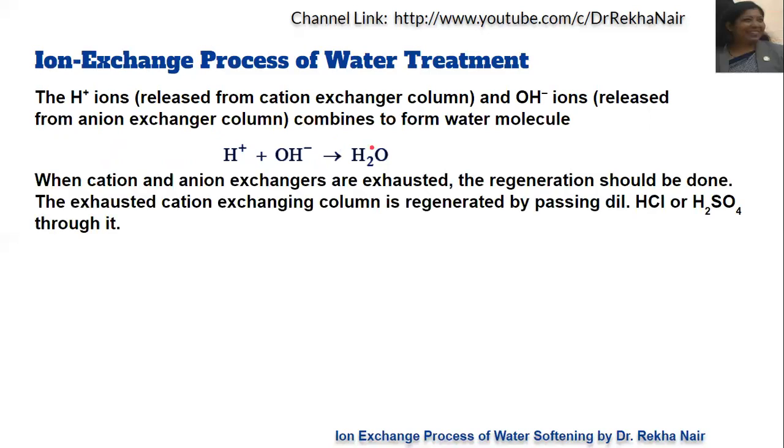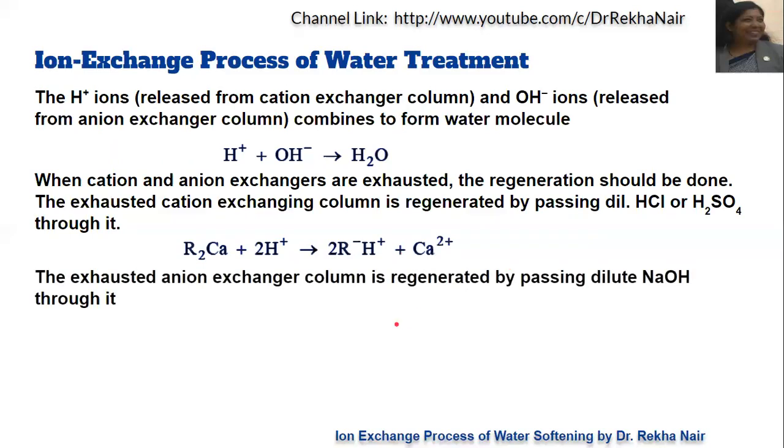And when the cation and anion exchangers are exhausted, we need to regenerate them. For the regeneration, we will be treating them with acid. The cation exchanger will be treated with acid. So R2Ca will react with acid, H+, to form RH+, and calcium will be removed.